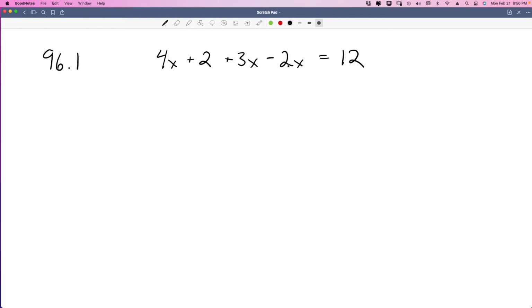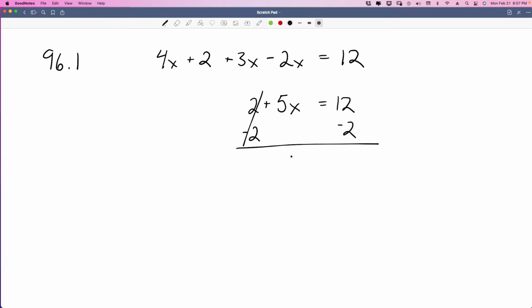So 7 minus 2 is going to be 5. So 5x, and we have a positive 2. So 2 and a positive 5x is equal to 12. So you see how we combine all that down into something we can easily work with? Now we're just going to subtract our 2 from both sides.